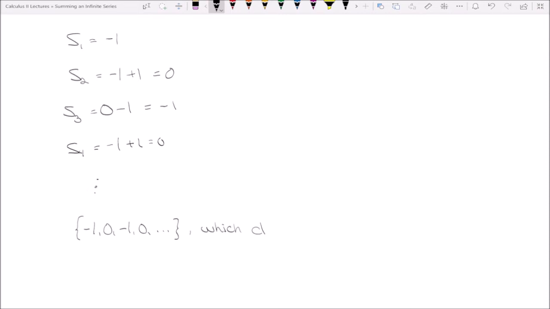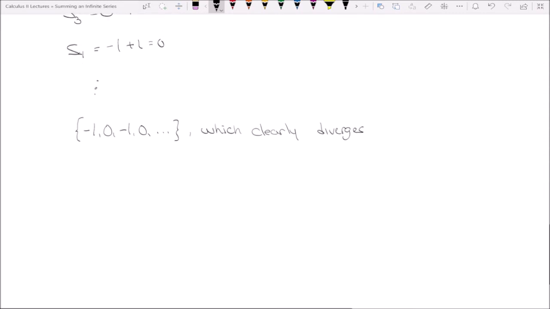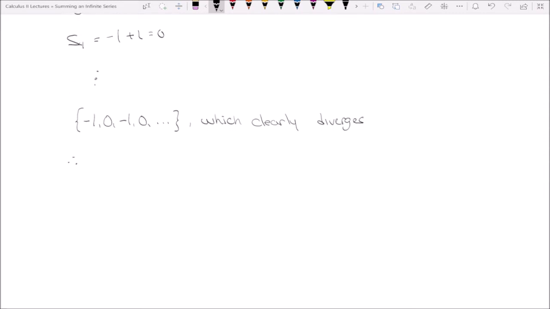And this clearly diverges. So therefore, this series diverges.